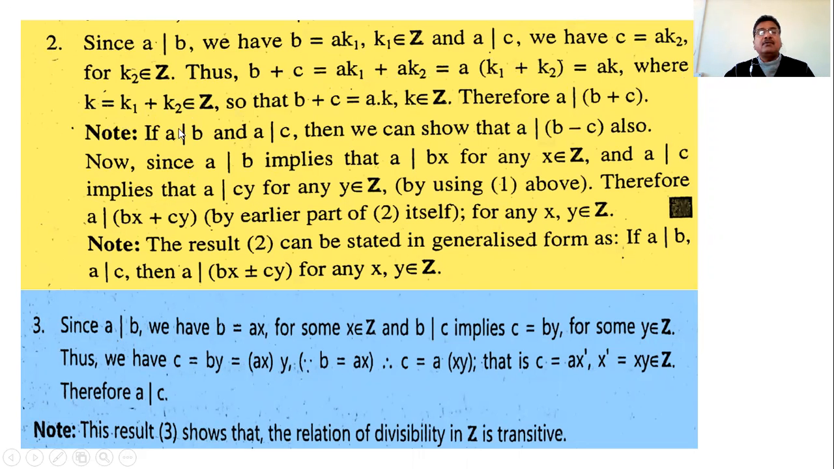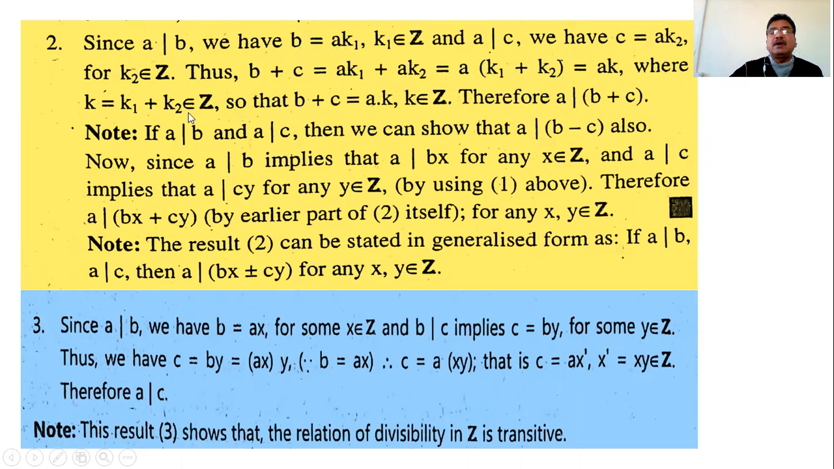We can also show that if A divides B and A divides C, then A divides B minus C. Obviously, very simple. Write the meaning of A divides B: B is expressed as AK1, and A divides C means C is expressed as AK2. Then consider B minus C, that is AK1 minus AK2. Take A as common, and denote K1 minus K2 by K.